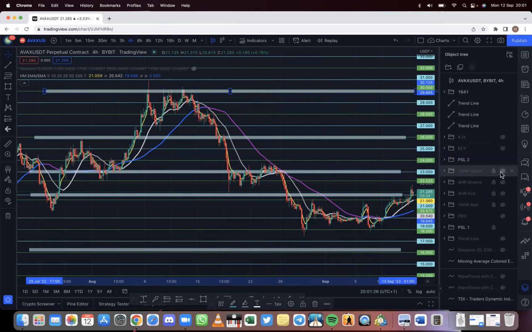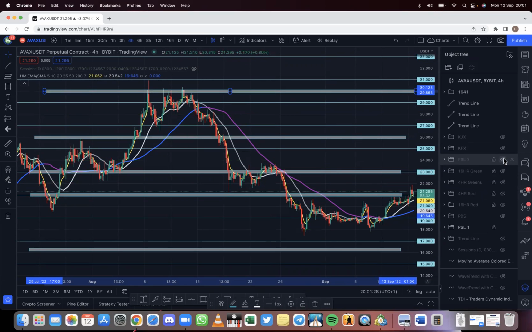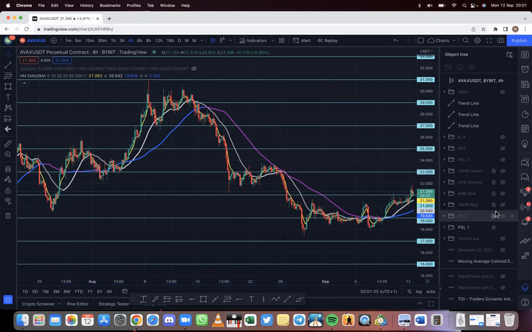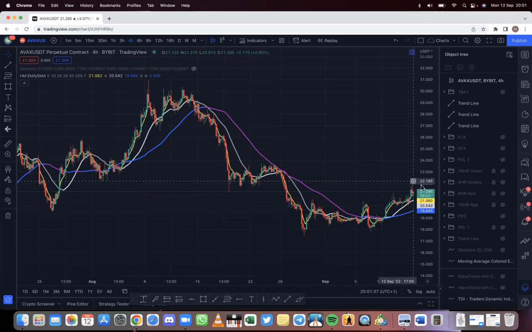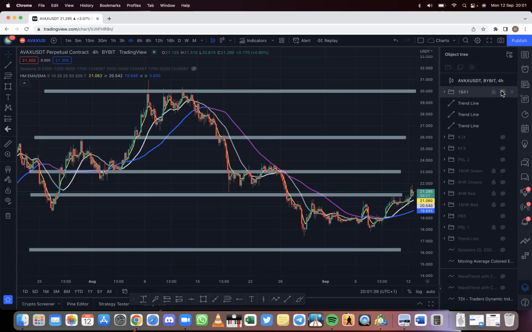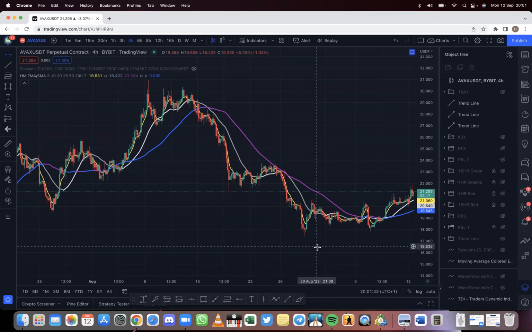So we've done the 1641. We've done our psychological levels. So we've aligned the 1641 to our psychological levels. So that is that. So we can then leave the 1641s on, or we can just take them off, and then we use the 1641 as a guide to know where there's a resistance, a major resistance, as we trade.